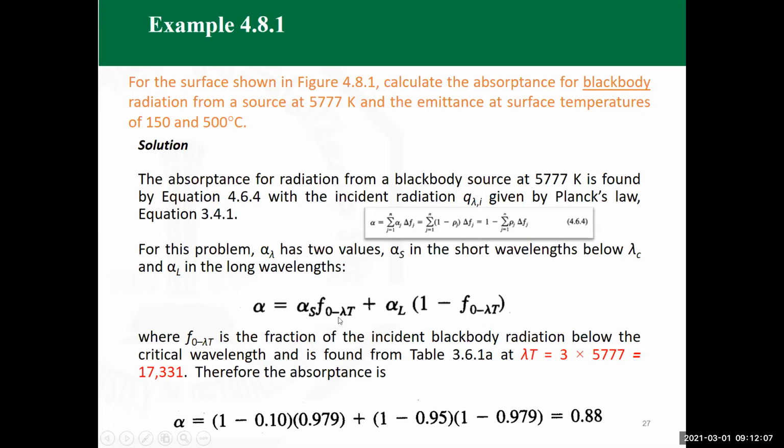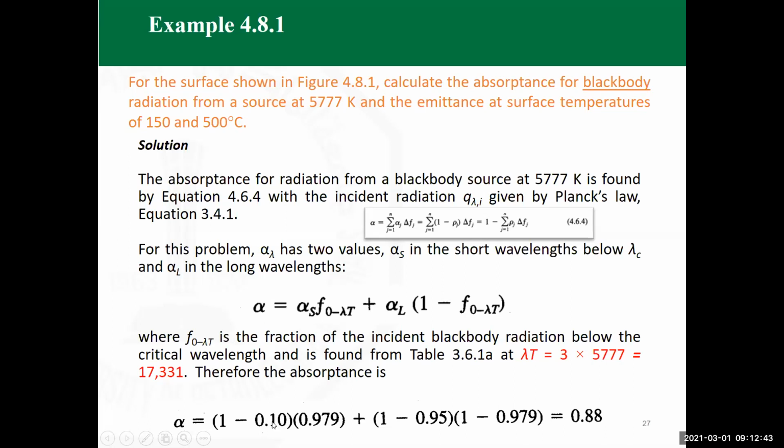F from 0 to lambda t is the fraction of the incident energy below the critical wavelength. And the critical wavelength, as we agreed upon, is a value of 3 micrometers. So 3 into the temperature of the sun, we're talking about the short wavelength case here, 3 into 5,777 is 17,331. Go to the table for 17,331, and then you can get the value of the absorptance as being calculated here.